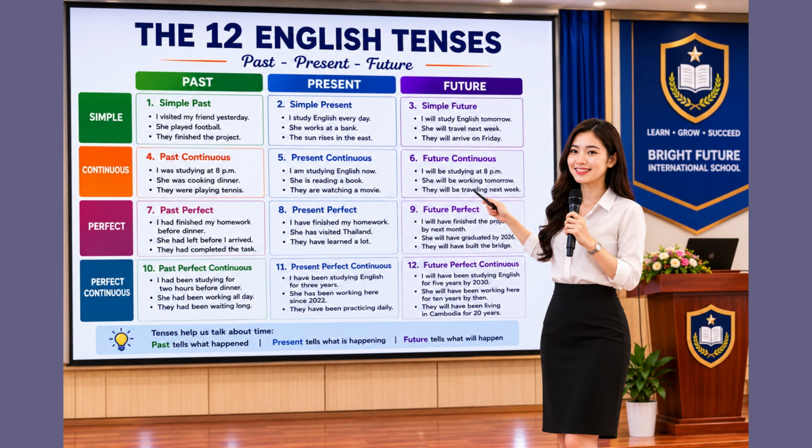Many English learners find tenses difficult because English has 12 different tenses. However, tenses are not as complicated as they seem. The purpose of tenses is simply to tell us when an action happens. Every action takes place in the past, present, or future. When you understand the relationship between time and action, choosing the correct tense becomes much easier.